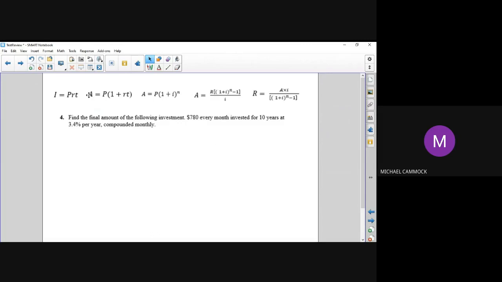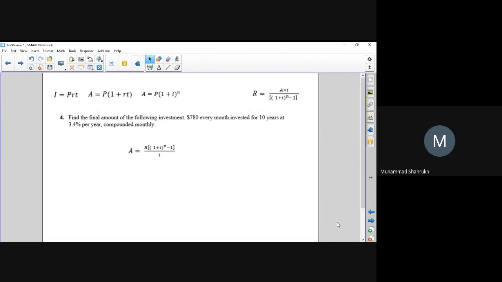Let's narrow it down. It's not one of the first 3. It's either this one or this one. So which of those 2 do you think makes more sense for this question? Number 4. Absolutely correct, because you have the regular amount. That's the $780. So what you're really trying to find is the amount, and that's why it's A equals. You need to put that 780 as your R, figure out what your I is, figure out what your N is, and complete that question.